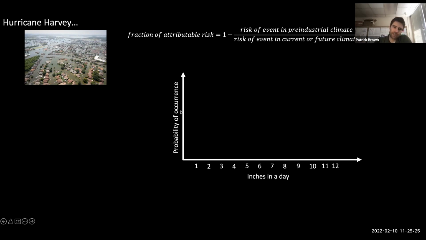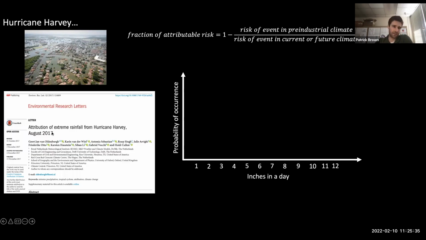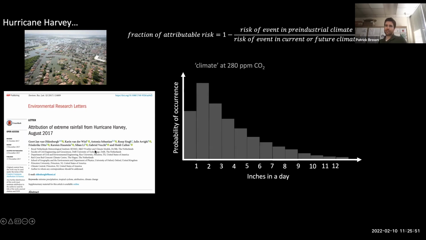So what they do is something like this: the probability of occurrence versus how much rain actually fell. This is the concept coming from this paper: attribution of extreme rainfall from Hurricane Harvey, August 2017. And here are our authors: Geert-Jan van Oldenborgh, and here's Friederike Otto, among others. They say, okay, here's what the typical probability or frequency of various rainfall totals would be under a previous climate. And they do this using both the methods that we talked about, climate models and observations.